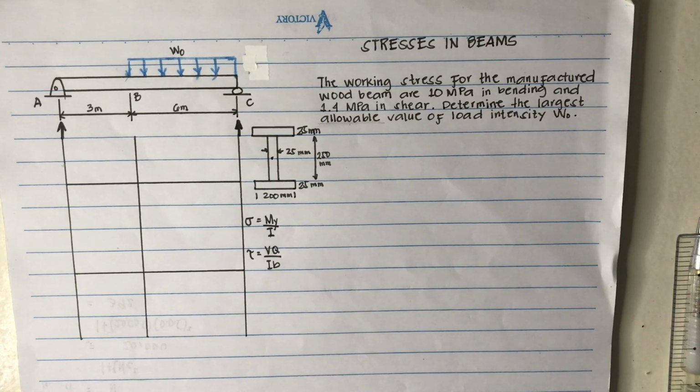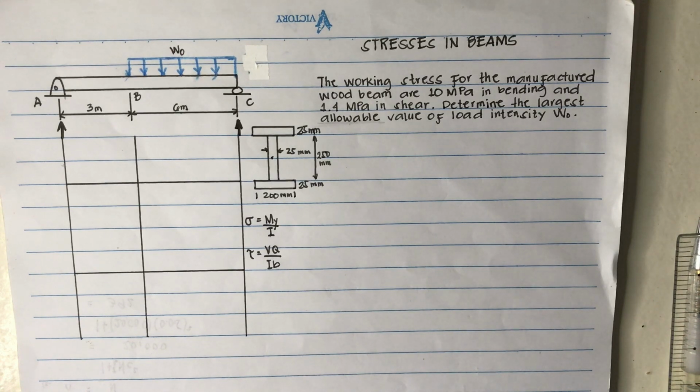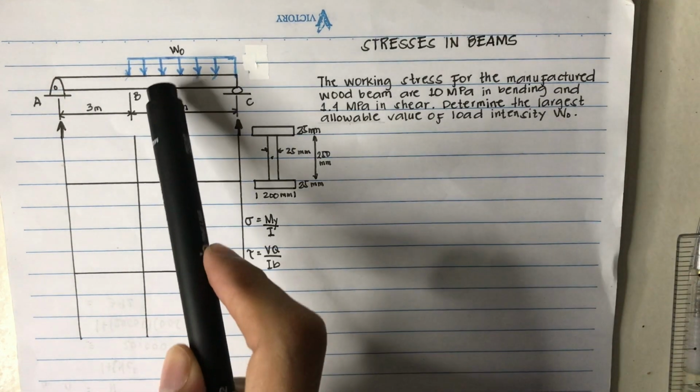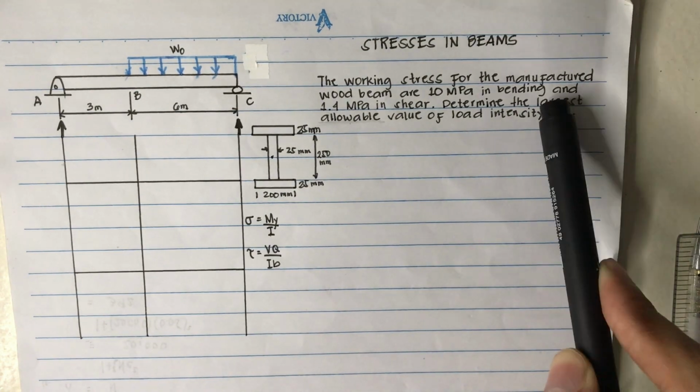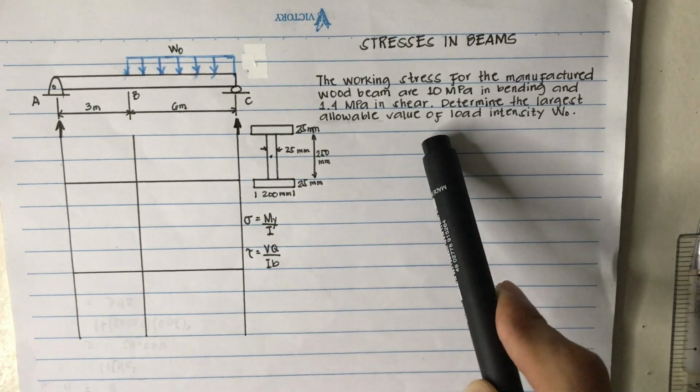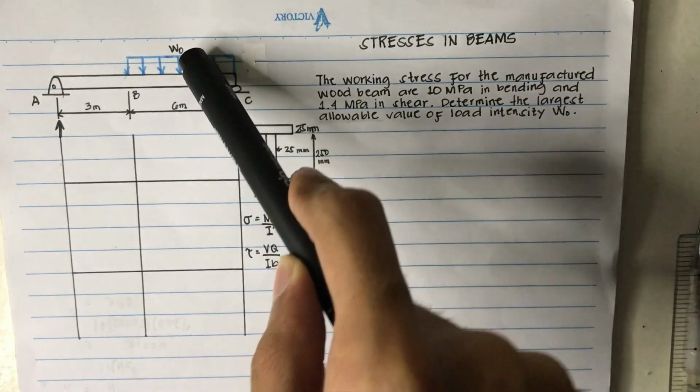So, hi. Stresses in beams. The working stress for a manufactured wood beam are 10 MPa in bending and 1.4 MPa in shear. Determine the largest allowable value of load intensity W. So we were asked to find the largest allowable value of load for this.